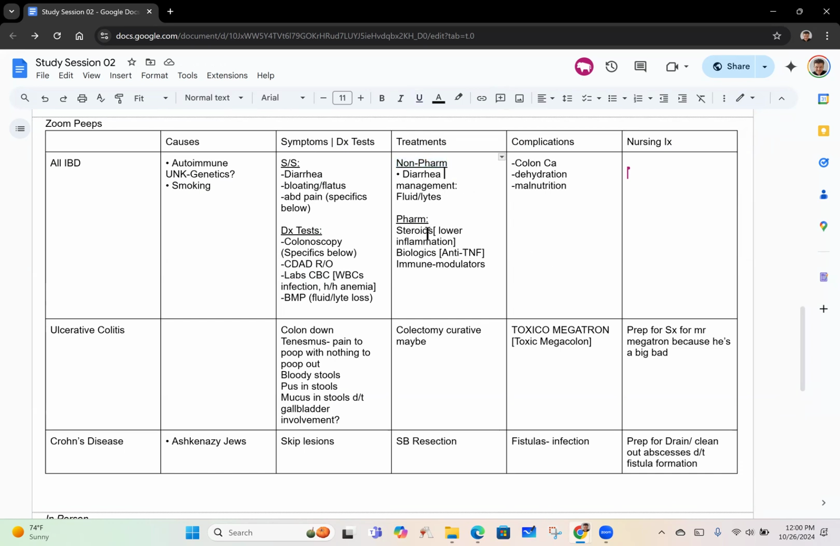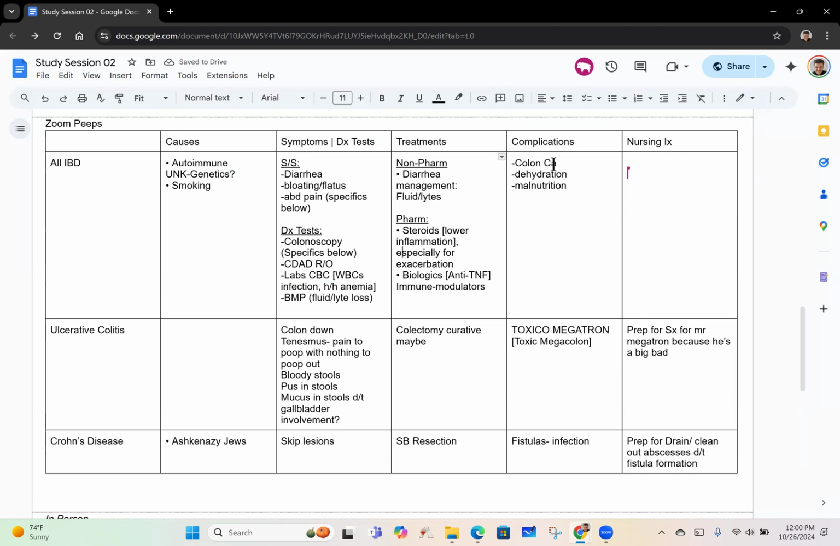So diarrhea management, pharm, we're gonna do steroids. Steroids are usually always given for exacerbations. Steroids lower inflammation, especially for exacerbations. Like when they call the GI doctor and say it's really getting out of control, the abdominal pain is horrible, they're gonna give them a course of steroids. Okay, if they're going to the hospital, they give them too. And we got biologics. Good.